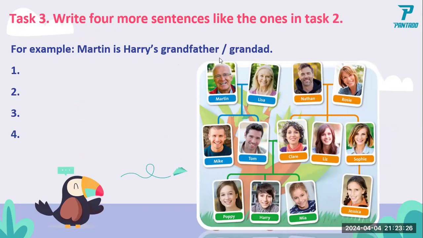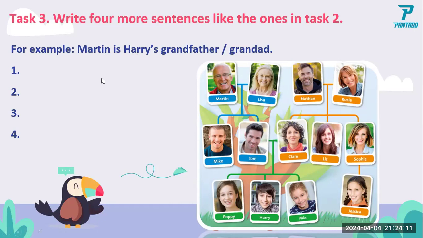Okay. Is Mary Harry's grandfather? Where is Mary here? Mary is Harry's grandfather. Okay, Harry. And Mary, where's Mary? Ah, sorry, Martin. Martin is this. This is the grandfather of Harry because the father of Harry is Tom. Okay, Tom is the son of Martin. So therefore, Harry is the grandson of Martin. Martin is the granddad. Okay.